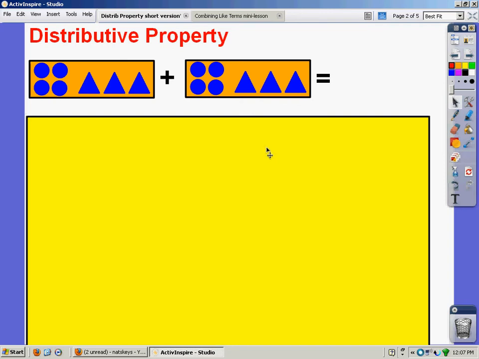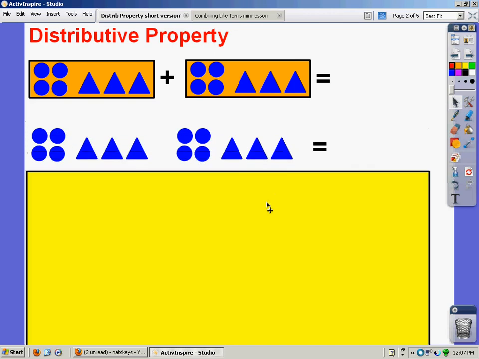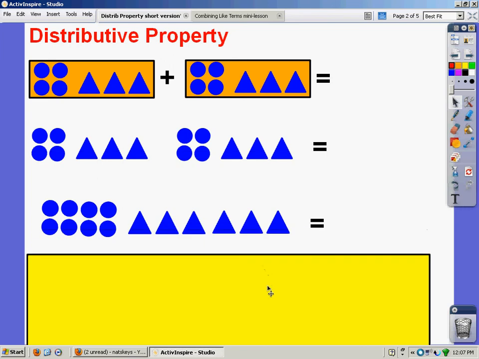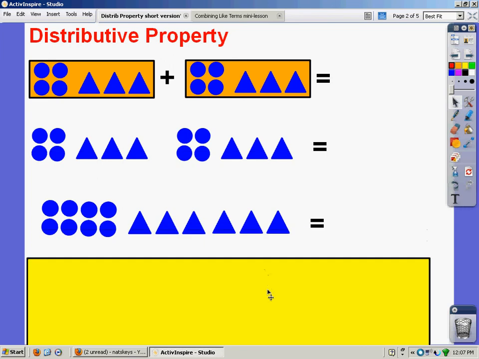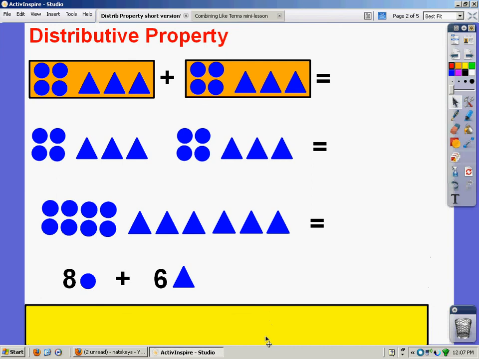I want to figure out what I have in total. One of the ways of dealing with that is simply take everything out of the boxes, get rid of the boxes, and rearrange. You group the like terms together so it's easier to count. You count how many circles you have, you count how many triangles you have, and you could write down 8 circles and 6 triangles. Now when it comes to mathematics, we want to simplify that even further. We don't really want to write down a little picture of a circle or a triangle each time.